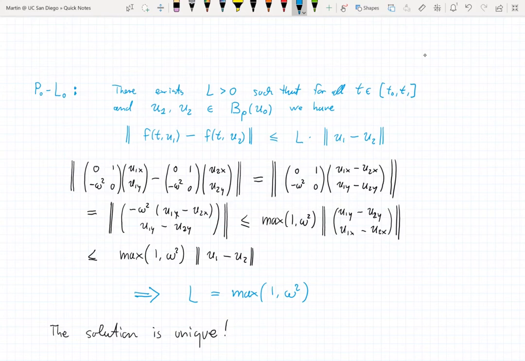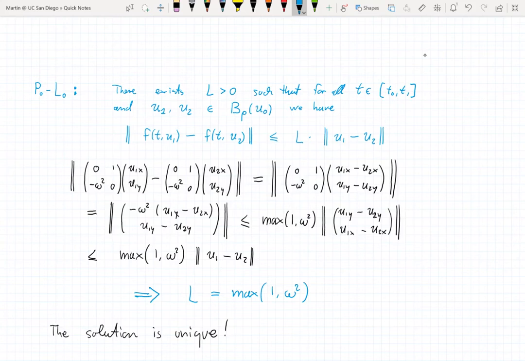One could say that if I take two different values for the second variable, like u1 and u2, then the variation of f is at most proportional to the variation of the second variable. Okay, let's try to prove that inequality. That's not very difficult, actually.